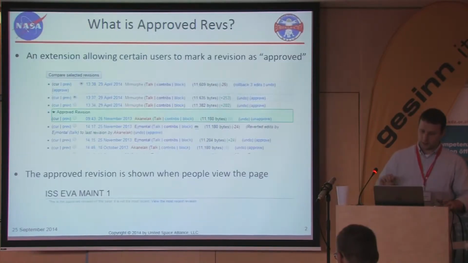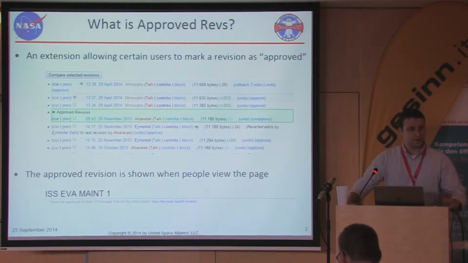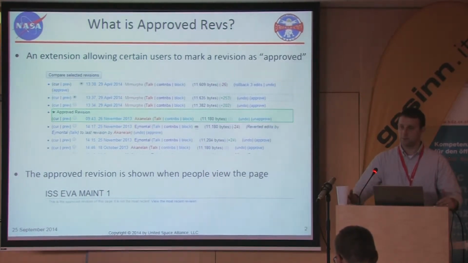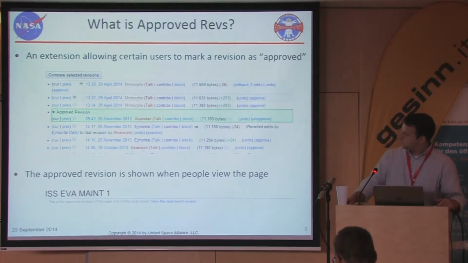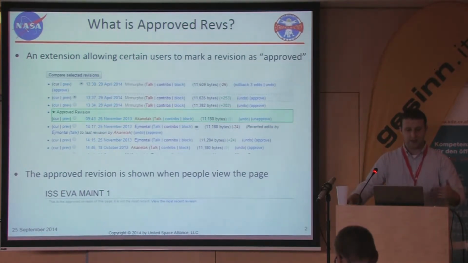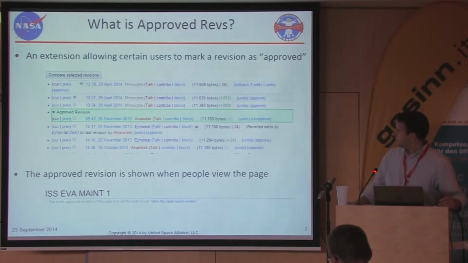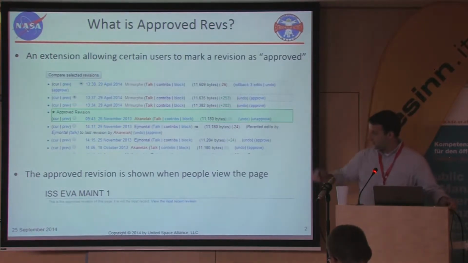Basically, Approved Revs is an extension that allows you to set a specific revision as the approved revision that people will go to when they go to the page. So it allows you to set a particular revision, as you see in the screen in front of you here. That's the third or fourth most recent revision. When somebody goes to the page, they will see that, and any of the subsequent revisions they will not see until someone goes in and clicks the approve button that is up on that top revision.